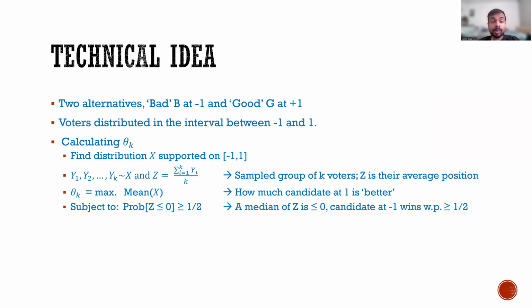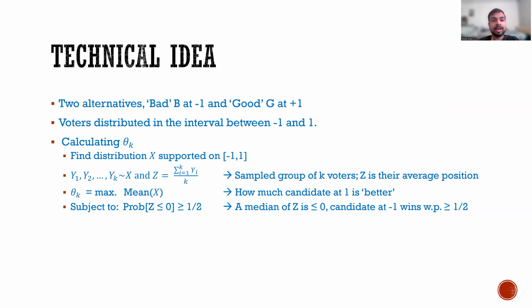So here's the main technical idea. If we are considering an election, and we are considering only pairwise comparisons, then it is enough to study the case where we have only two alternatives, and then we can use this result on two alternatives to construct comparisons across the entire tournament graph.